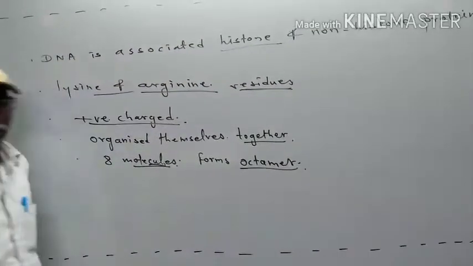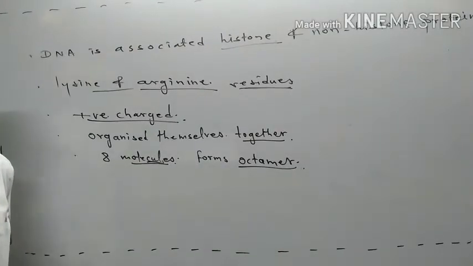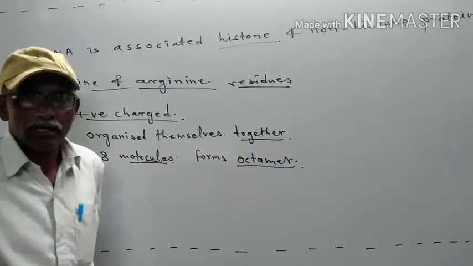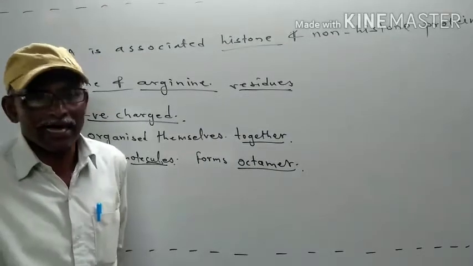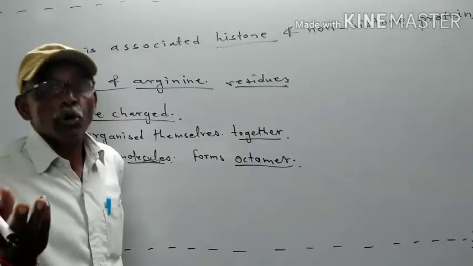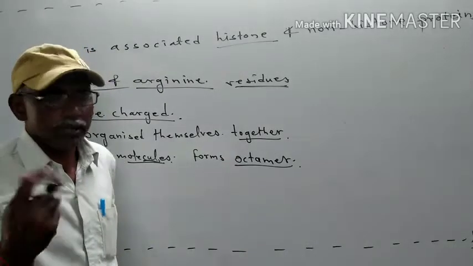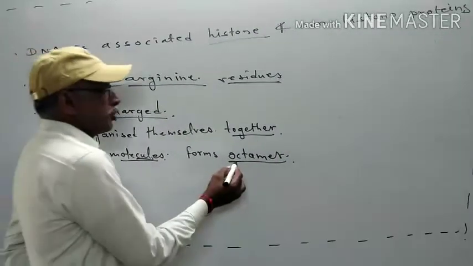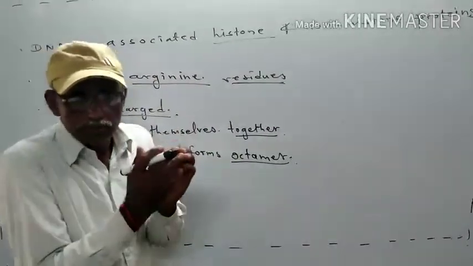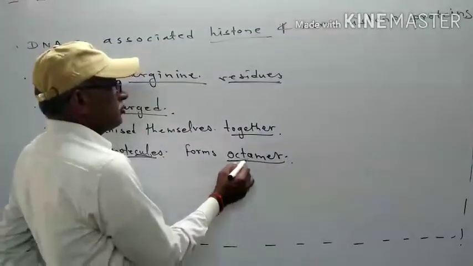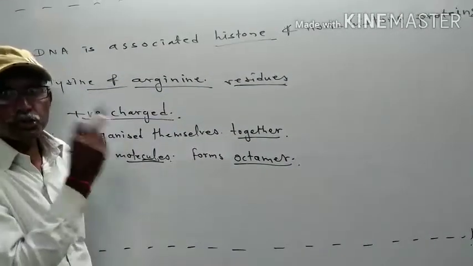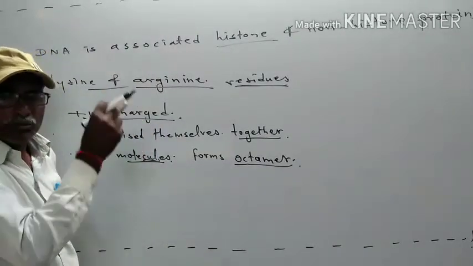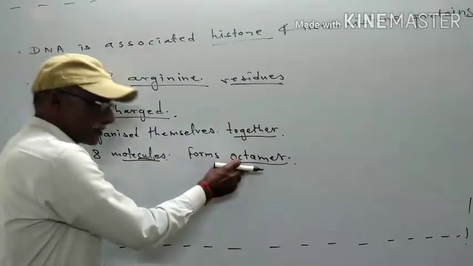Octamer means 8. One molecule is called mono, 2 molecules di, 3 tri, 4 tetra, 5 penta, 6 hexa, 7 hepta, 8 octa, 9 nona, 10 deca. Such names are given. So when 8 molecules come together and form a bunch, the structure is called an octamer. Such 8 histone molecules, rich in arginine and lysine, come together and form an octamer.